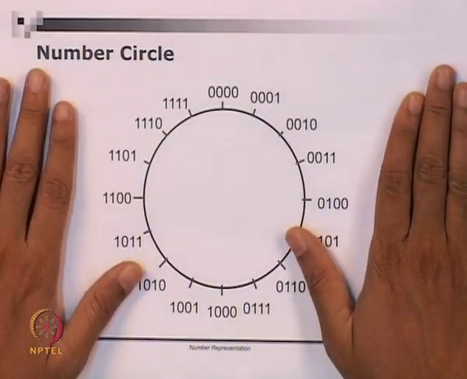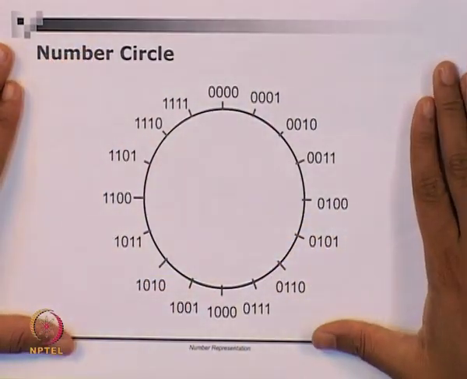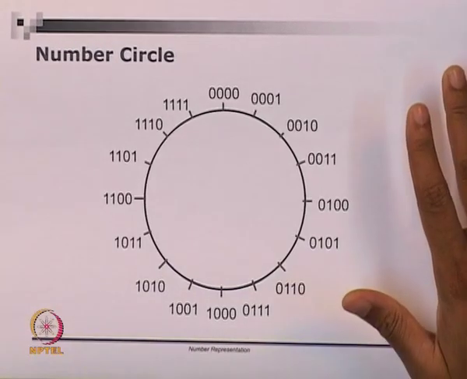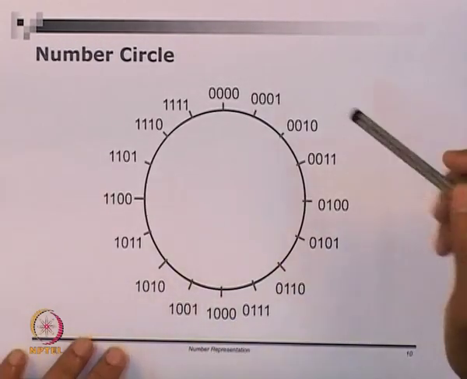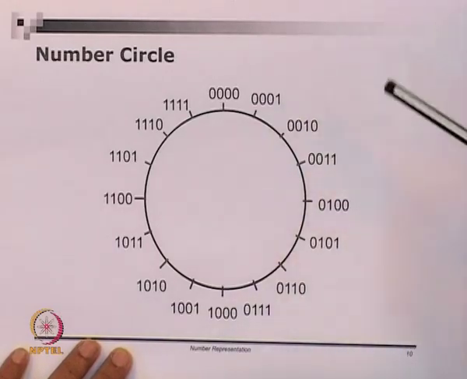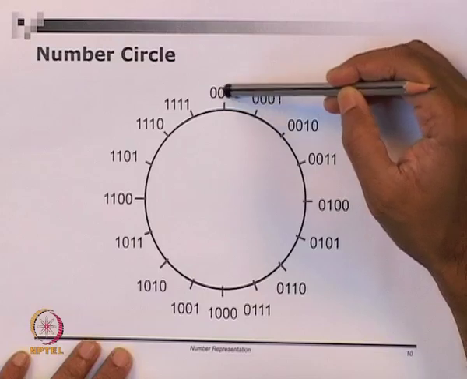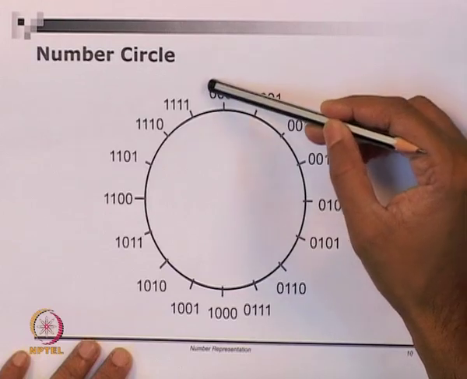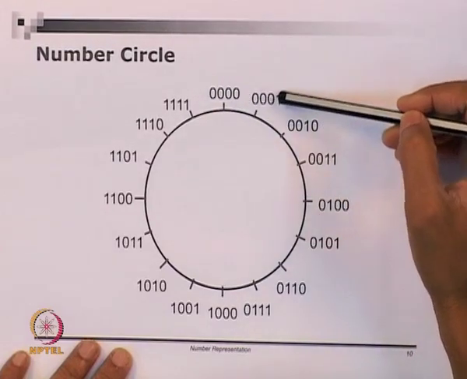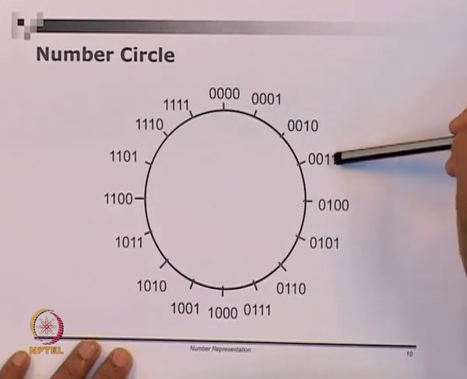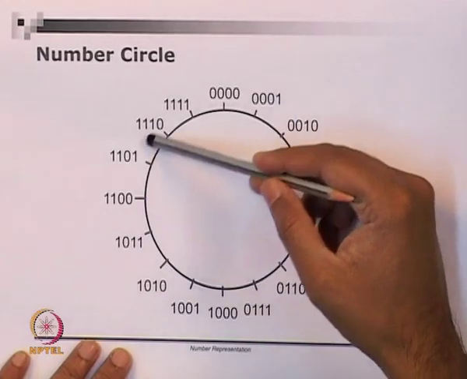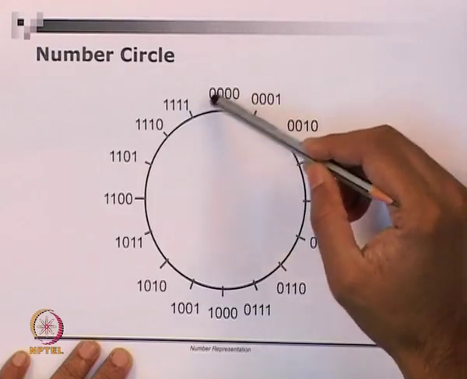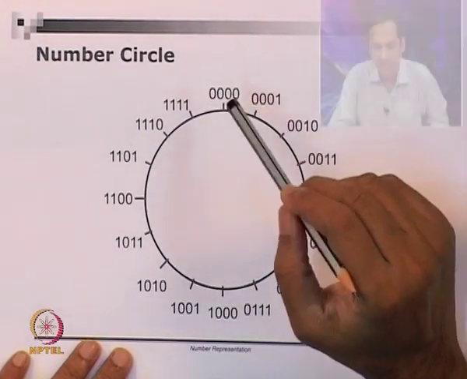To make this stick in your mind, I want you to look at this picture here. This is called a number circle. It pretty much looks like a clock, only there are a few differences with respect to a clock. In this case the number circle is representing 4-bit numbers. Let us start from here and move around the circle in the clockwise direction. It starts with 0000 and then goes to 0001, 0010, 0011 and so on, all the way up to 1111. These are all the 4-bit values that you can have.